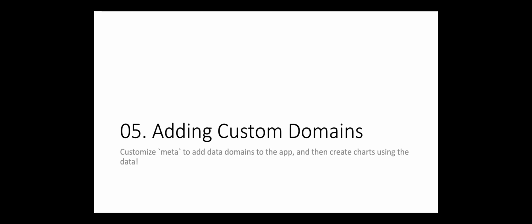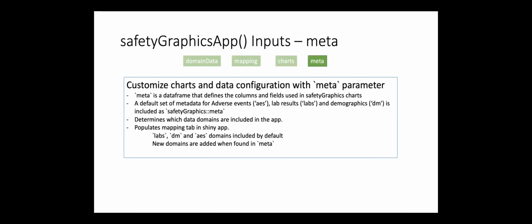But for now, let's take just 10 minutes and look at custom domains and this metadata object. So meta is really how you capture all of the information around the different data domains. It defines the columns and fields that are used in the charts, and it kind of populates that mapping tab.